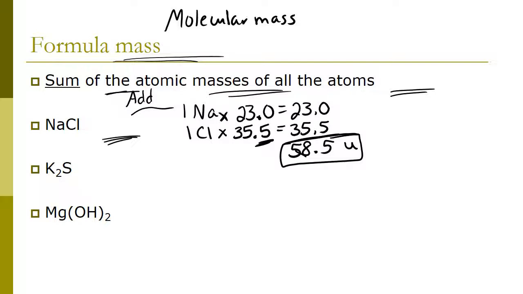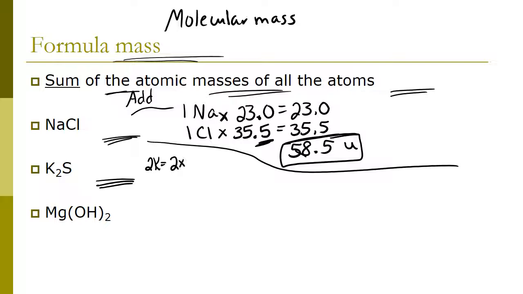The next one, let's see how your naming goes. K2S, K stands for potassium, S is sulfur, which we're going to call sulfide, potassium sulfide. Now with this potassium sulfide, I have 2 potassiums, 2 Ks, so I have 2 times, let's see here, potassium is 39.1. I'm trying to do this in my head and we'll see how that goes.